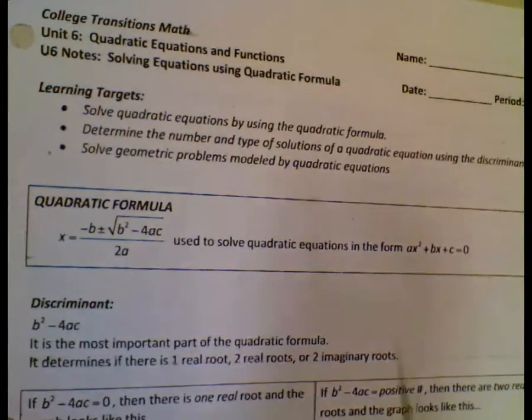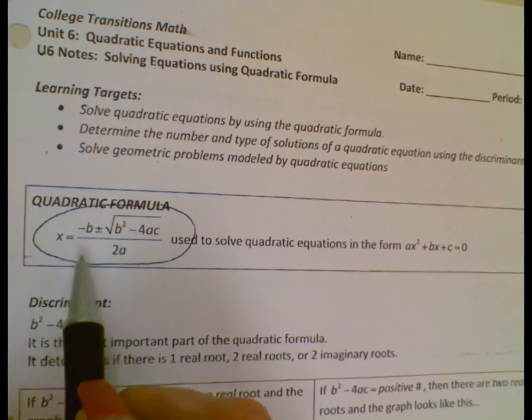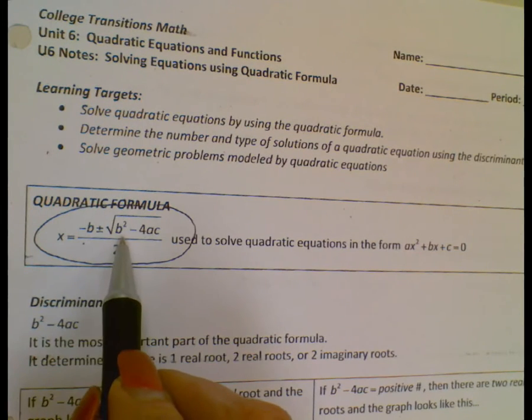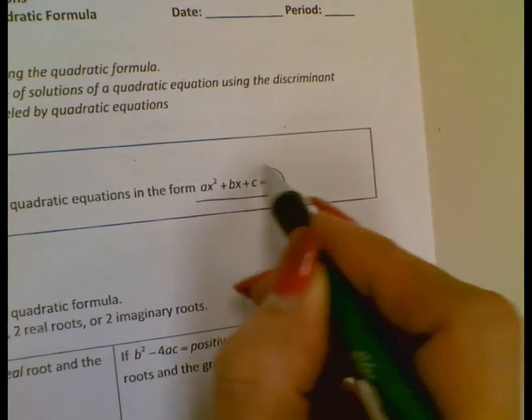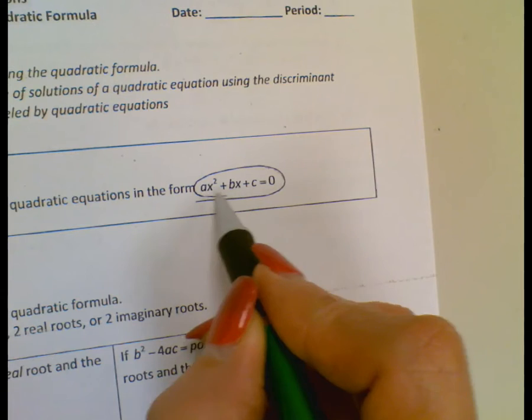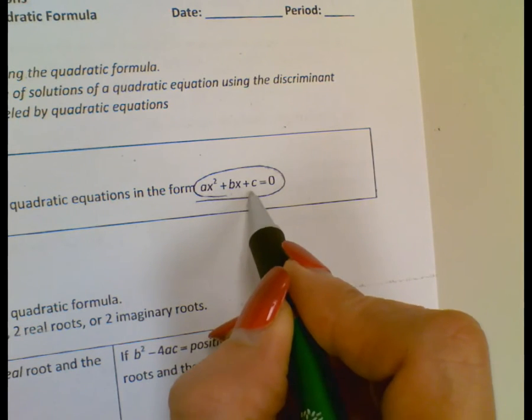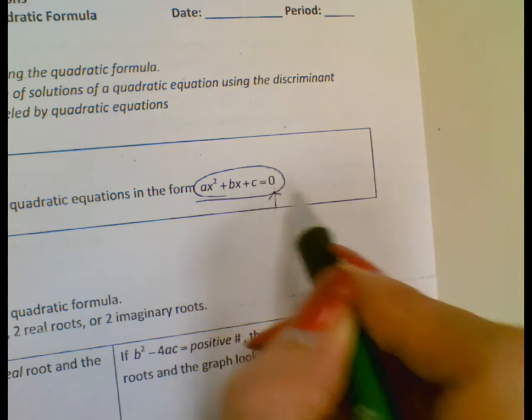So this is the quadratic formula. There it is: the opposite of b, plus or minus the square root of b squared minus 4ac, divided by 2a. Make sure you only use that when your quadratic equation, which is in this form, quadratic, then linear, then constant, is equal to 0. So you always want to make sure one side is equal to 0 before you do this.